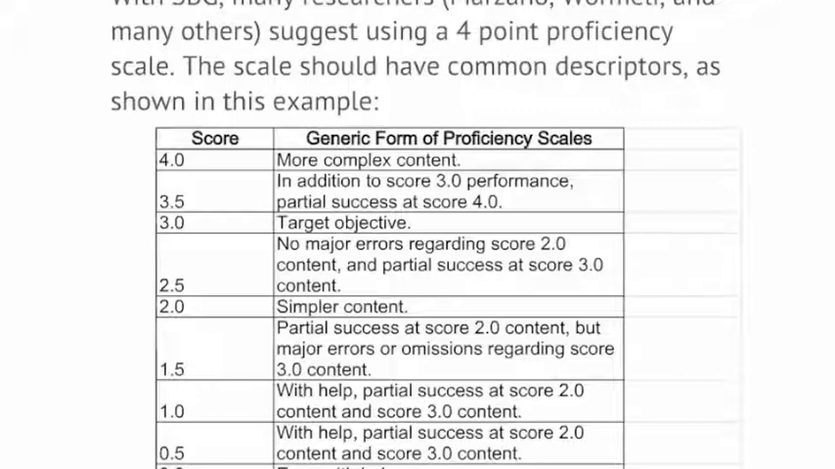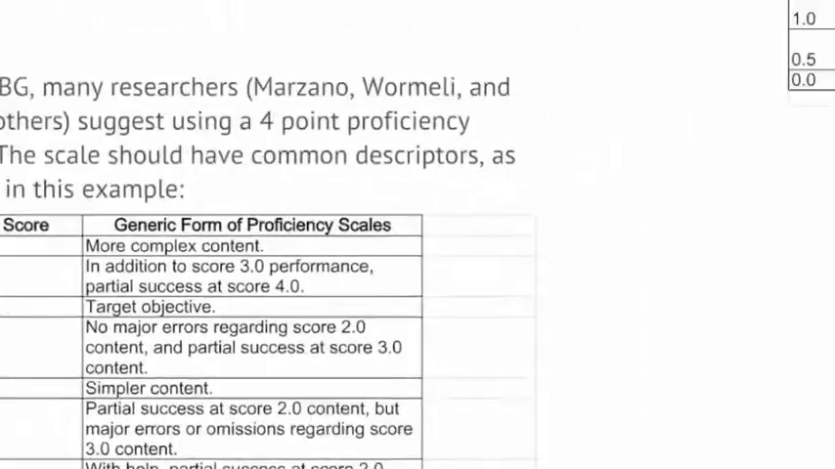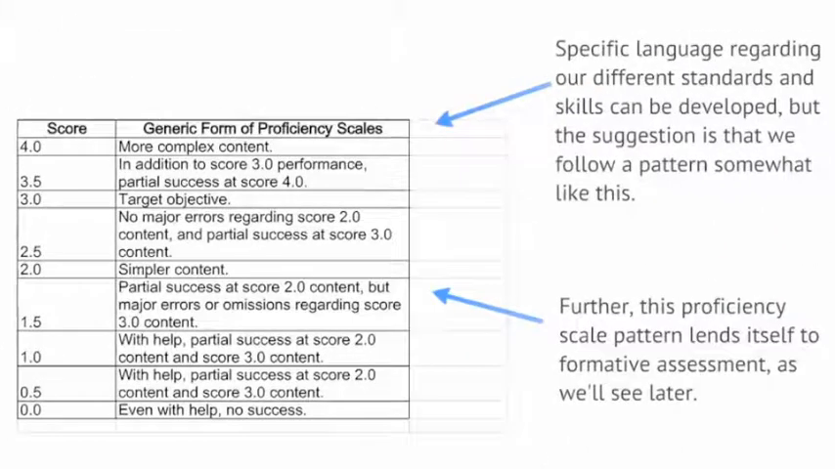We'll talk more about that later, but basically students would receive scores on this proficiency scale for each standard, and that score would continuously be updated as a student demonstrated increased understanding or retested, so that they could be reevaluated. In the generic form, the language would get much more specific for each individual standard that we decide to focus on. And as we'll talk about later, this pattern helps us develop our formative assessments and use them for more meaningful feedback.